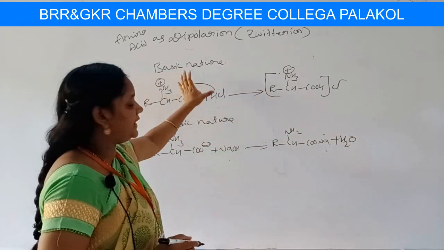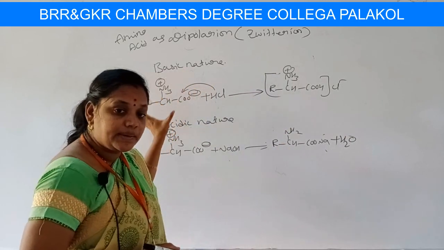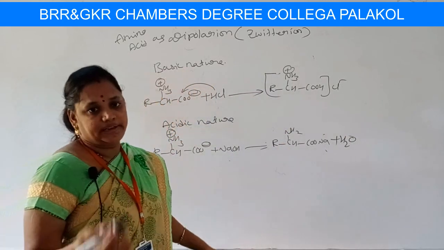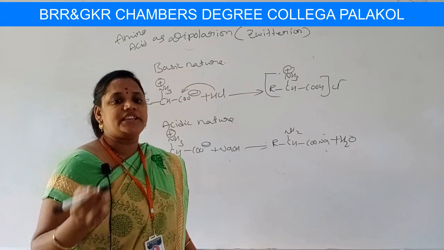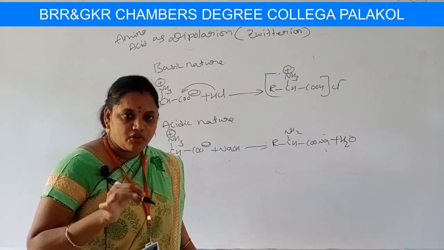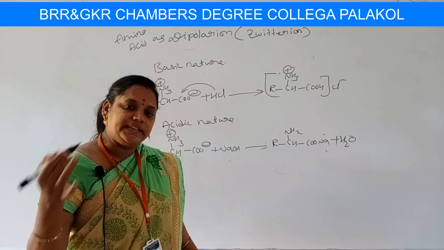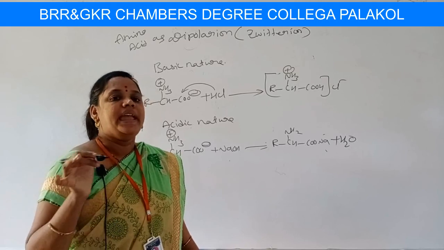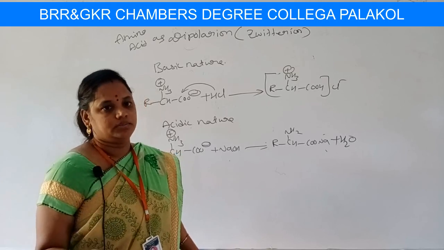This is the basic nature of Zwitter ion and this is the acidic nature of Zwitter ion. I have already discussed basic properties are exhibited by COO minus ion and acidic properties are exhibited by NH3 plus ion. Okay.